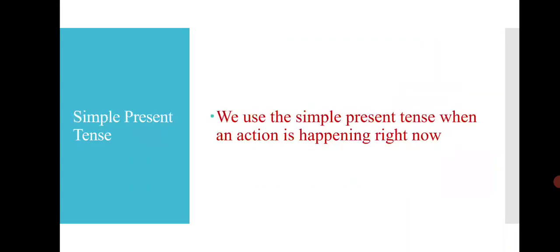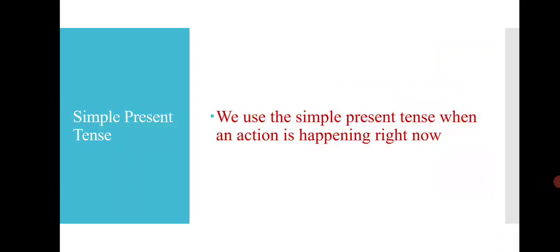First one is simple present tense. We use the simple present tense when an action is happening right now. If an action happens right now, right in front of us, it is denoted as simple present tense. An action that takes place right now is known as simple present tense.